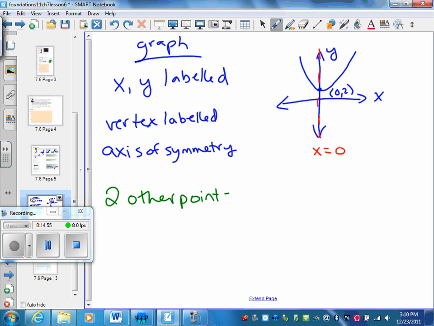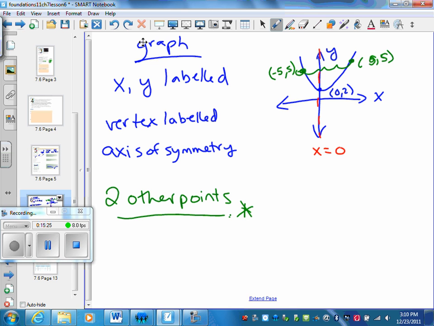Okay, and I want at least 2 other points. It's really easy to just do 1 point and then mirror it on the other side because it's the same distance apart. I like to have the coordinates here, whatever they are, like 5 and 3, negative 5 and 3. So at least 2 other points. These are the bare minimums I like for a sketch. If you guys could do these on each of them.